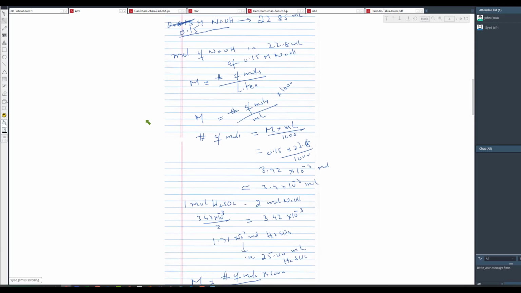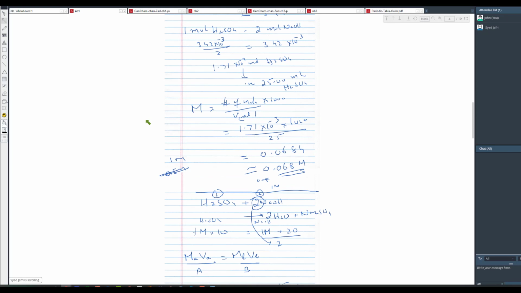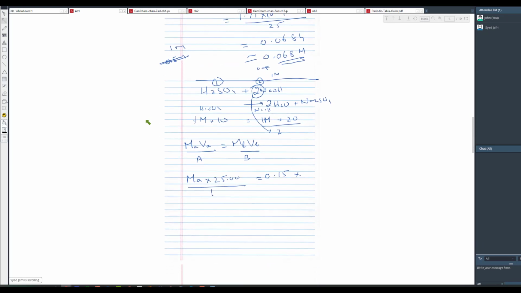22.85 ml, right? Yes. So let's use 22.85. And according to the balanced equation, the coefficient of NaOH is 2. Now calculate the MA. MA is equal to 0.15 times 22.85, divided by 25 at the bottom, like this. Look, are we getting the same answer or a different answer? No, we're getting the same thing.